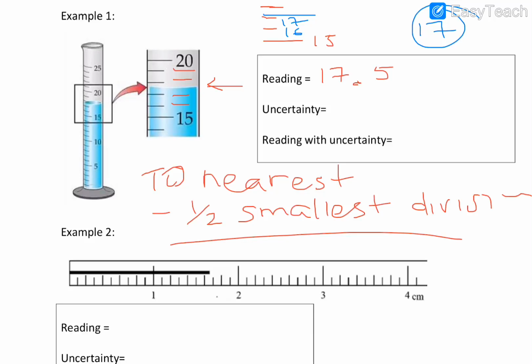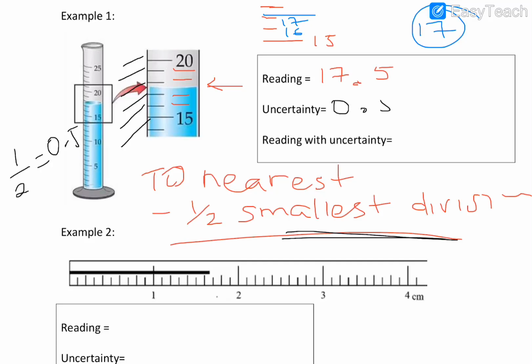In this case, it's 17.5, and the uncertainty here is half the smallest division. The smallest division is 1: 15, 16, 17, 18, 19, 20. So the smallest division is 1. Therefore, half of it would be 0.5. Reading with uncertainty, 17.5 plus minus 0.5. This is to 1 dp, this is to 1 dp, so it's correct.